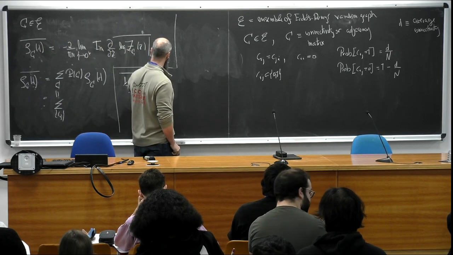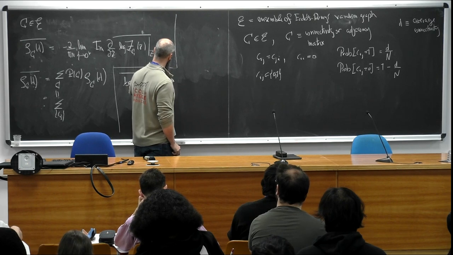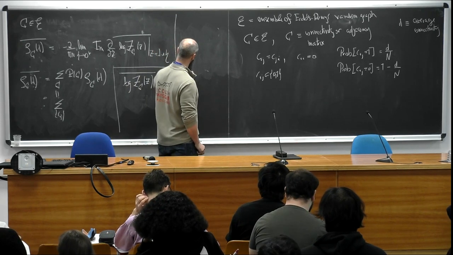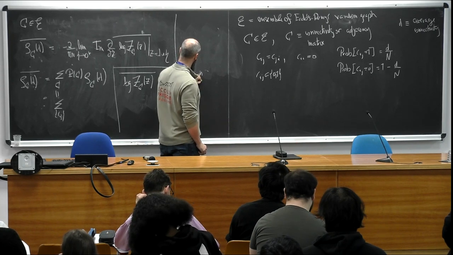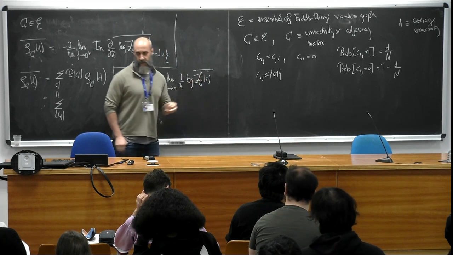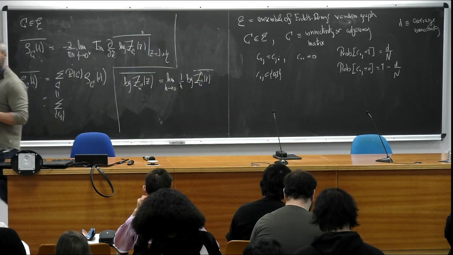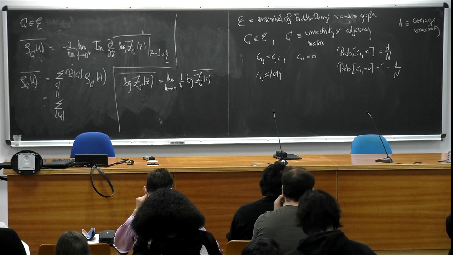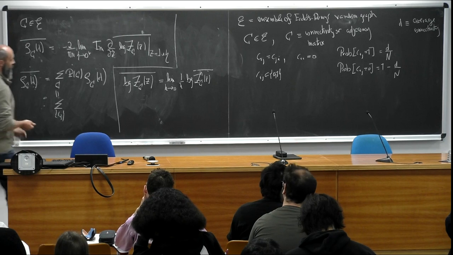This is equal to the limit n goes to 0 of 1 divided by n, the logarithm of the nth power of the partition function, and then average over this rule, the probabilistic rule for these ensembles of Erdős-Renyi graphs. So far, so good? Yeah? Very good.